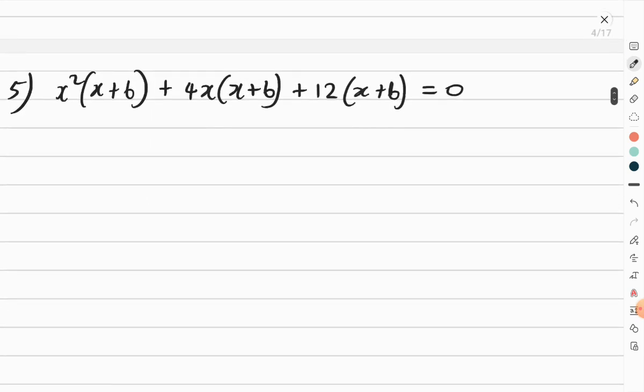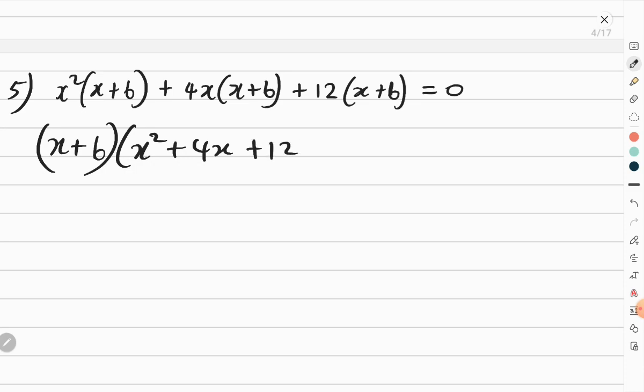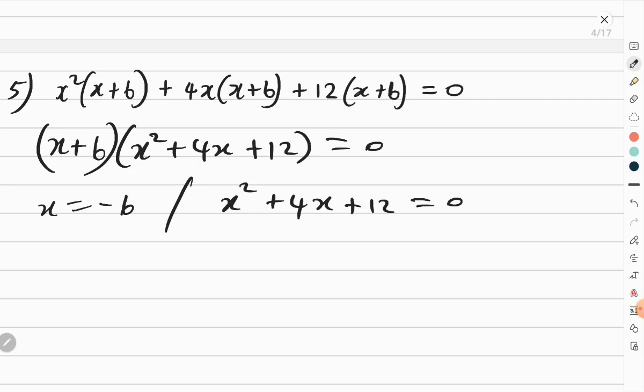Number 5, we have this. It's quite long, but we can see something common over here, which we're now going to remove. We have x plus 6, which is our common factor. Then you'll be left with x squared plus 4x plus 12, which is equal to 0. This one we can just solve as x is equal to minus 6. And the other one is x squared plus 4x plus 12 is equal to 0.